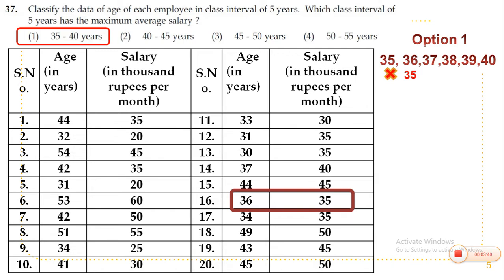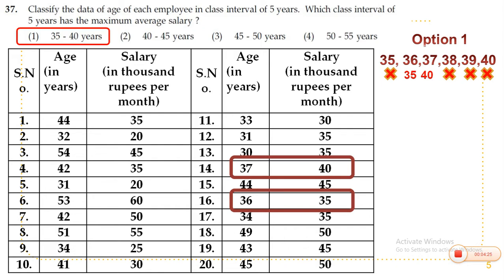Similarly, if you go for the age 37, you find that there is one person, roll number 14, with a salary of 40,000. So I am just writing 35 and 40, that is 35,000 and 40,000, the salaries for ages 36 and 37 respectively. Now we cross check the ages 38, 39 and 40. There is nobody like that with the age 38, 39, 40 in this group. So out of this class interval of 5 years, from 35 to 40, option 1, you find only 2 people with the salaries 35,000 and 40,000.